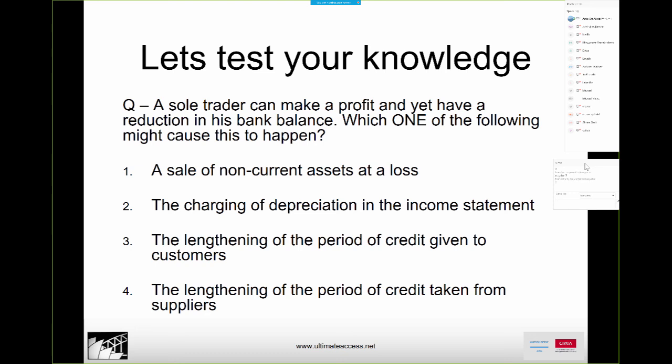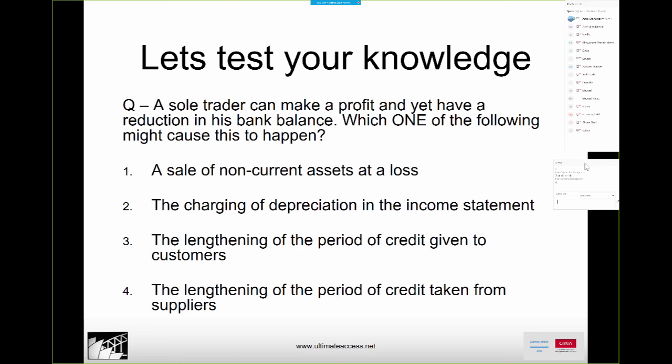I think I'm getting responses to all 4. Some say it's 1, a couple of you have said 2, another person says 4, maybe 3. Anyone else? Adiraj says 1. Ahmad, what do you think? Well, I'm waiting for you. Ahmad says 4, lengthening of the period of credit taken from suppliers.